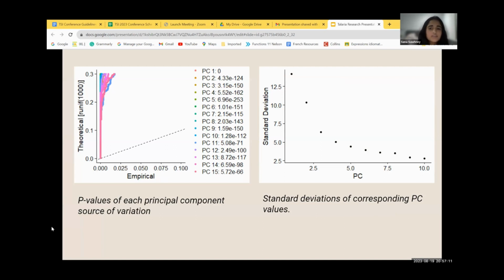As shown in the second figure, the standard deviations between the observed and expected values of the first two dots on the plot, so the first two dots towards the left of the plot, indicated that these were our two main sources of variation, and then the remaining 6 dots on the plot were smaller sources of variation.